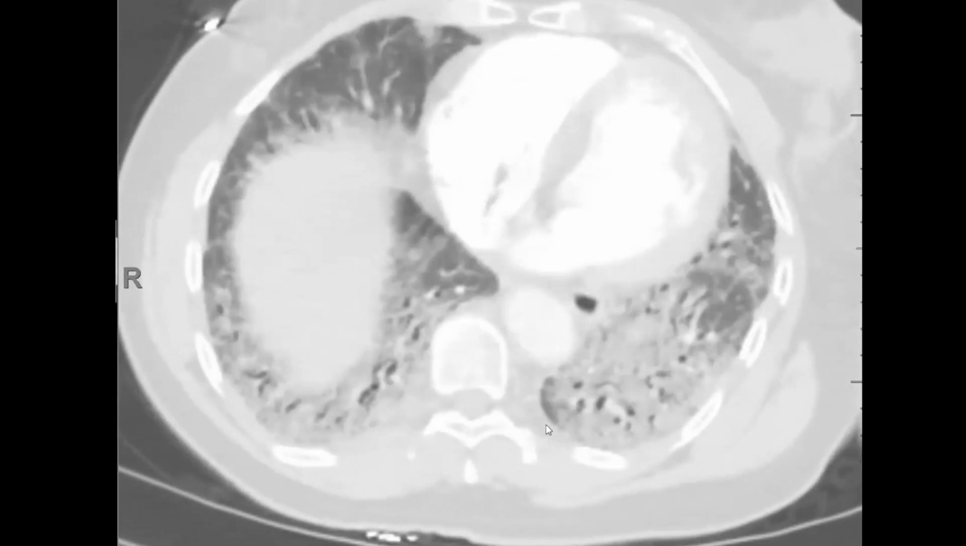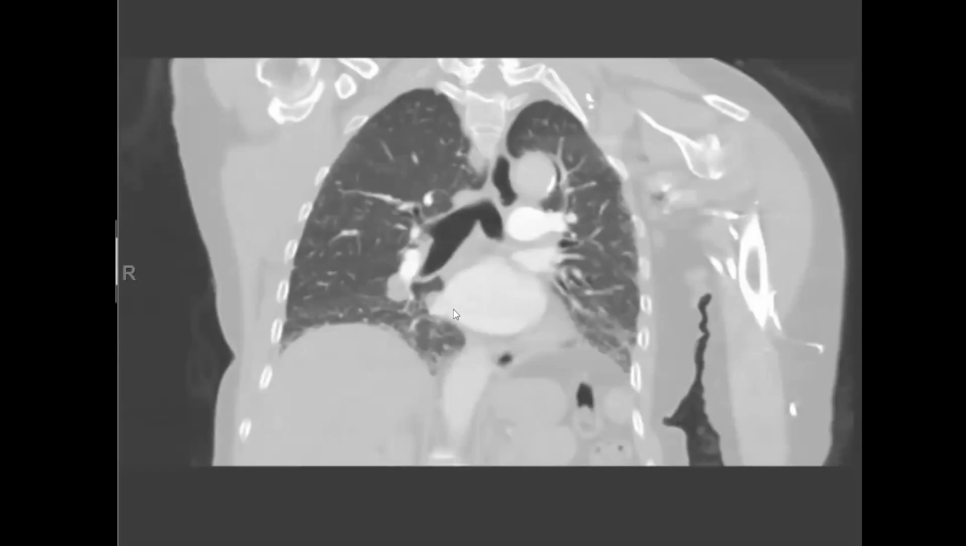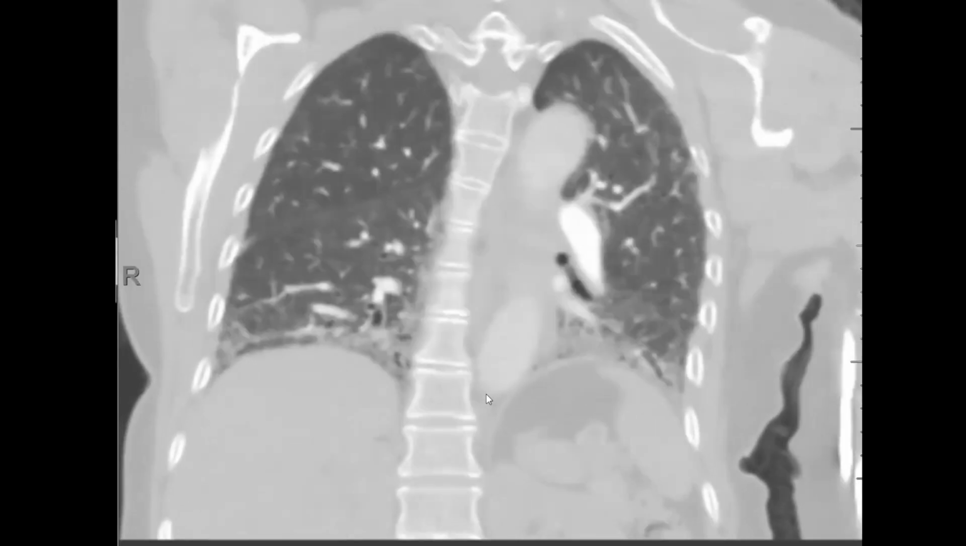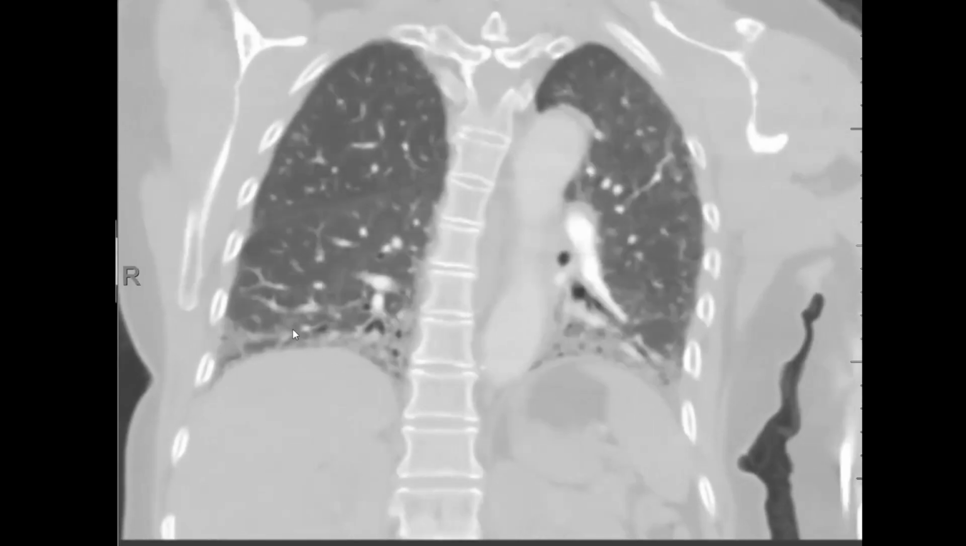So if we look at the coronal reformation, which I'll bring up right here, and back here as well, we see that straight edge morphology, the straight edge sign. The straight edge sign is associated with connective tissue disease, and histologically also associated with NSIP.